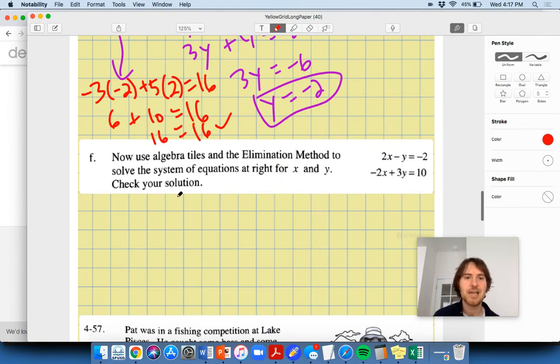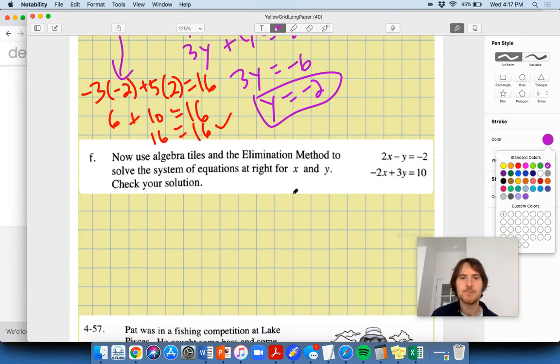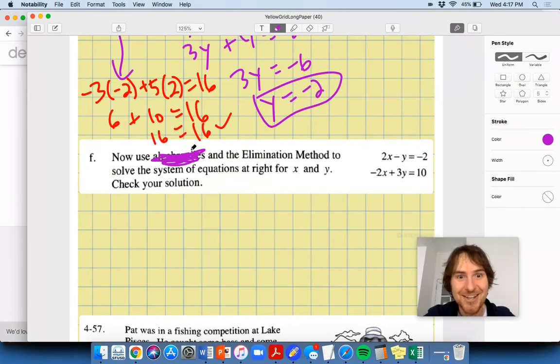Now use algebra tiles. No, we're not using algebra tiles. We don't need to use algebra tiles. It's distance learning. To solve the system of equations, write for x and y, check your solution. You should know what to do, right? I'm going to get rid of that equal sign, because all I'm going to do is add that quantity to this side, and I'm going to add 10 to that side right there.